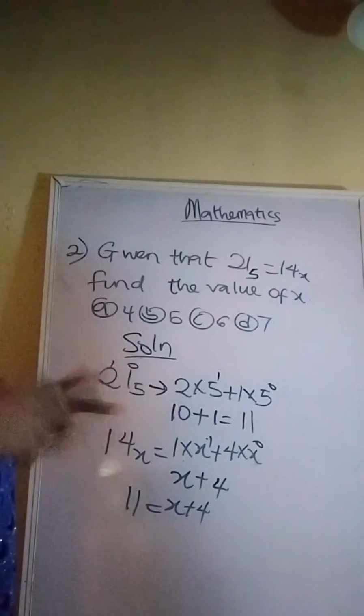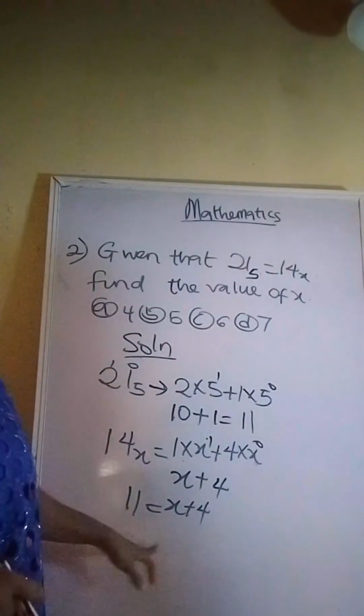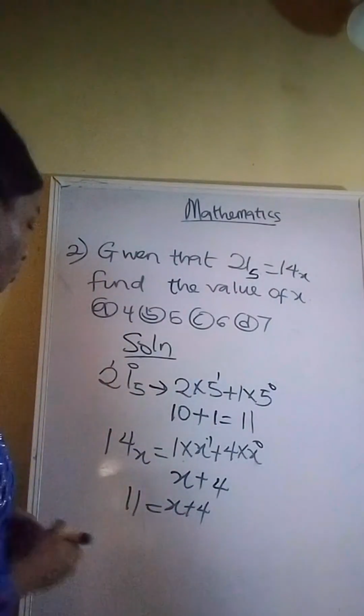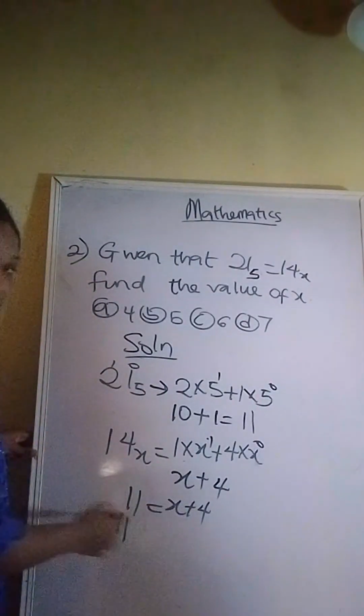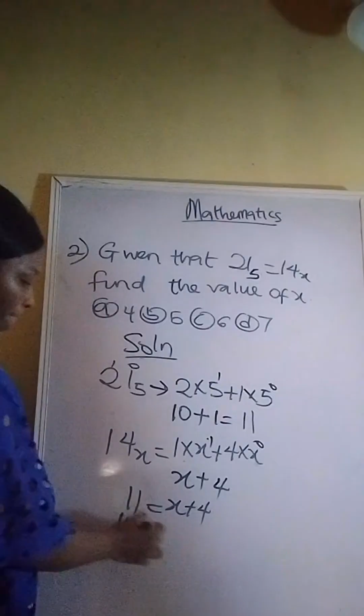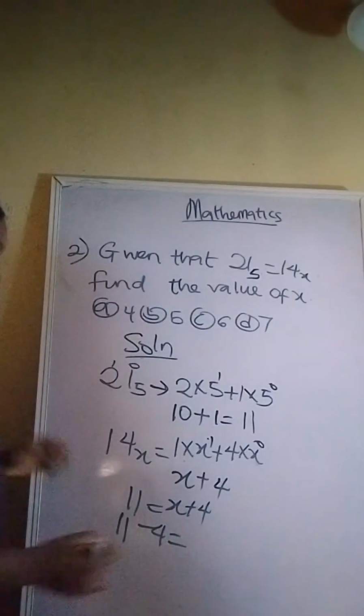So you just bring them together. You're going to equate them. So that will be what? 11 equals x plus 4. So now from here we can get our x. That will be 11. When this plus 4 moves to this side, it turns to minus 4 equals x.